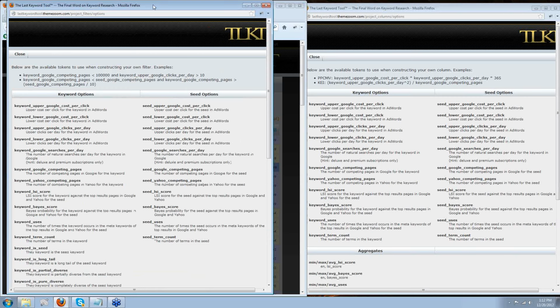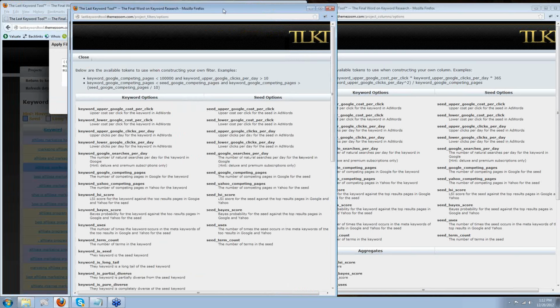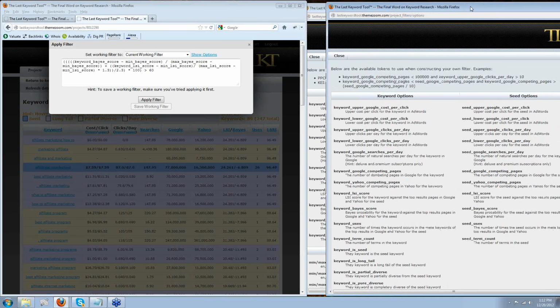Well, the minimum Bayesian score is going to be the keyword that's most tangent. So it's taking the difference between those, and it's looking at the max Bayes score, the keyword that's most relevant against those two. It's dividing it by the difference between the min and the max. And it's adding the LSI scores. The LSI is slightly different in that it's the semantic index as opposed to the Bayesian index.